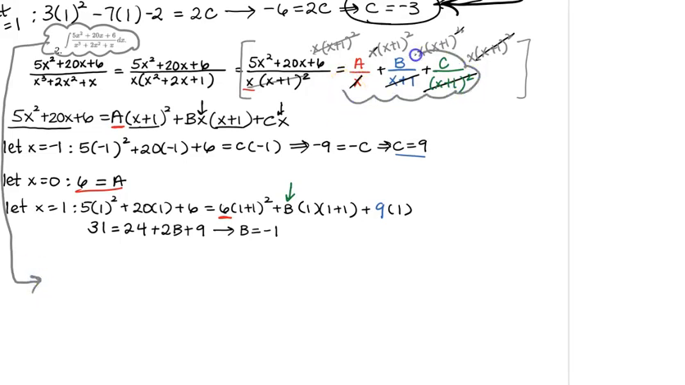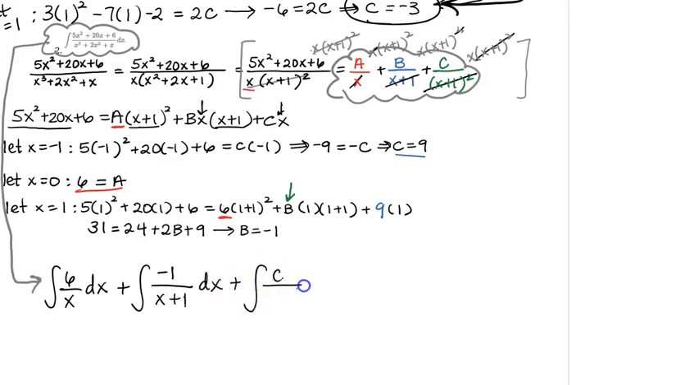So now the original integral that we started with can be rewritten because we know how to decompose it into partial fractions. I'm going to integrate all 3 of those separately. I'm going to have the integral of a over x, which is 6 over x dx. You can write that 6 on the front of the integral if you wanted to. For the b, we have b over x plus 1. B was -1. And then finally for c, we have 9 over x plus 1 squared. And of course, all these integrals have a dx on the end of them.